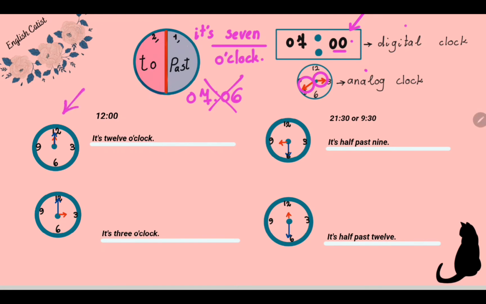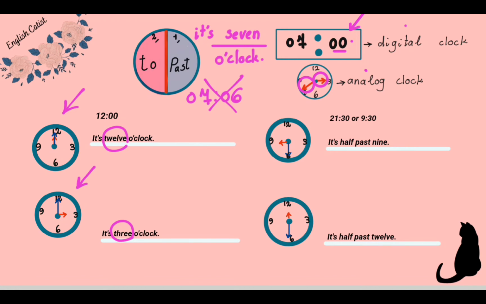Now look at this one. What is this? It's 12 o'clock. What about this one? It's 3 o'clock. So, you should use it's at the beginning of your sentence and then have a number like this or here, and then o'clock. It's very easy. This is when you are talking about hours.